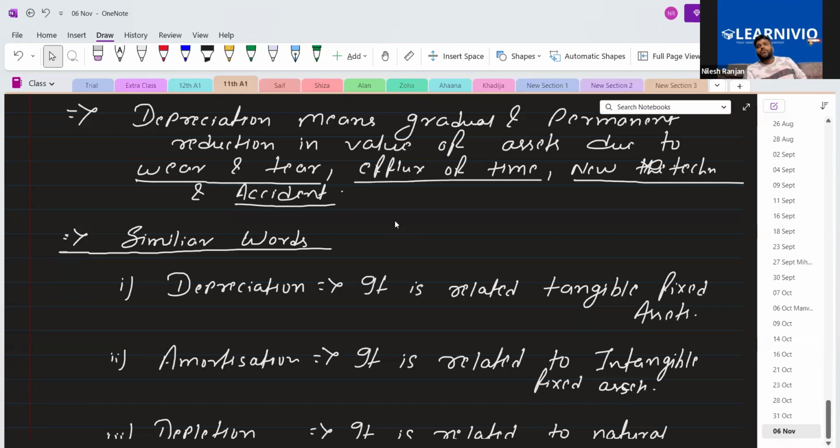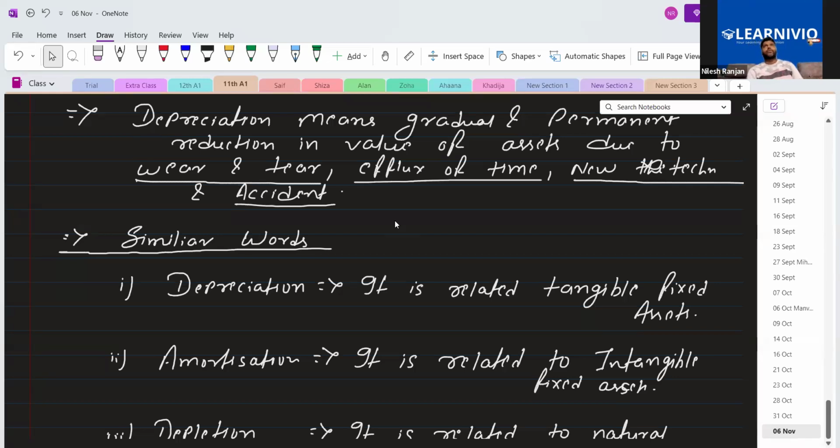I have purchased this mobile phone 3 months back. Now I want to sell it. So I will not get the same value. So that is wear and tear, efflux of time. Third is new technology and accident. New technology means if a technology has a price, let's say 50,000, and a newer, modern version is selling at the same price, then the old one's price will automatically reduce. Like when iPhone 16 comes in the market, iPhone 15 price reduces. When iPhone 17 comes, iPhone 16 price reduces. So this is the new technology concept.